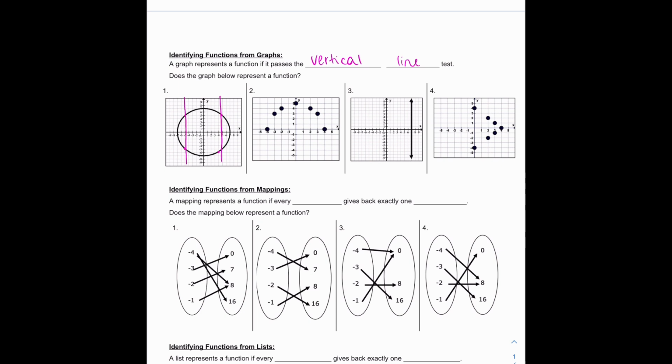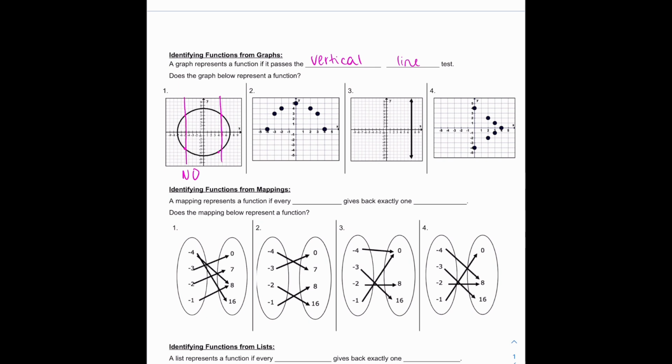Does the vertical line pass through more than one point? If it does, that's a good way to know that it is not a function, because for a vertical line to pass through more than one point, that must mean that it has the same x value. And remember that we cannot have repeating x values. Every x value has to only have one y value. Therefore, the x value cannot be repeated more than once. So this is not a function.